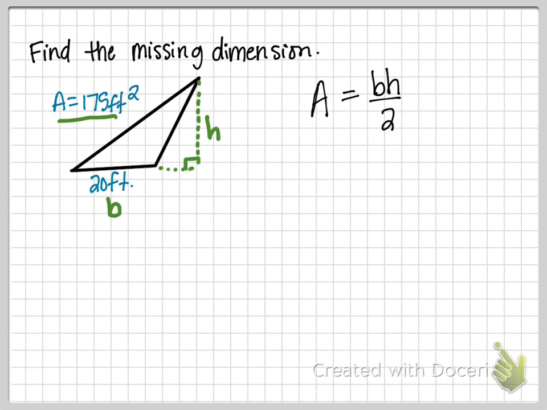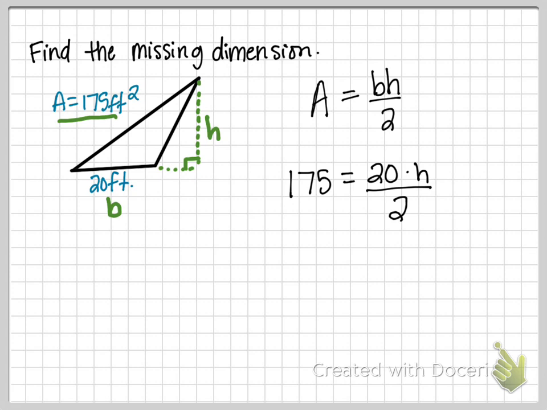Now let's plug in what we know. Do we know the area? Yes, 175. Do we know the base? Yes, 20. Do we know the height? No, that's what we're looking for. Divided by 2. This is the trickiest part. I think this is the part that's throwing you guys the most, so pay attention. We want to get rid of that 2 on the bottom, right?